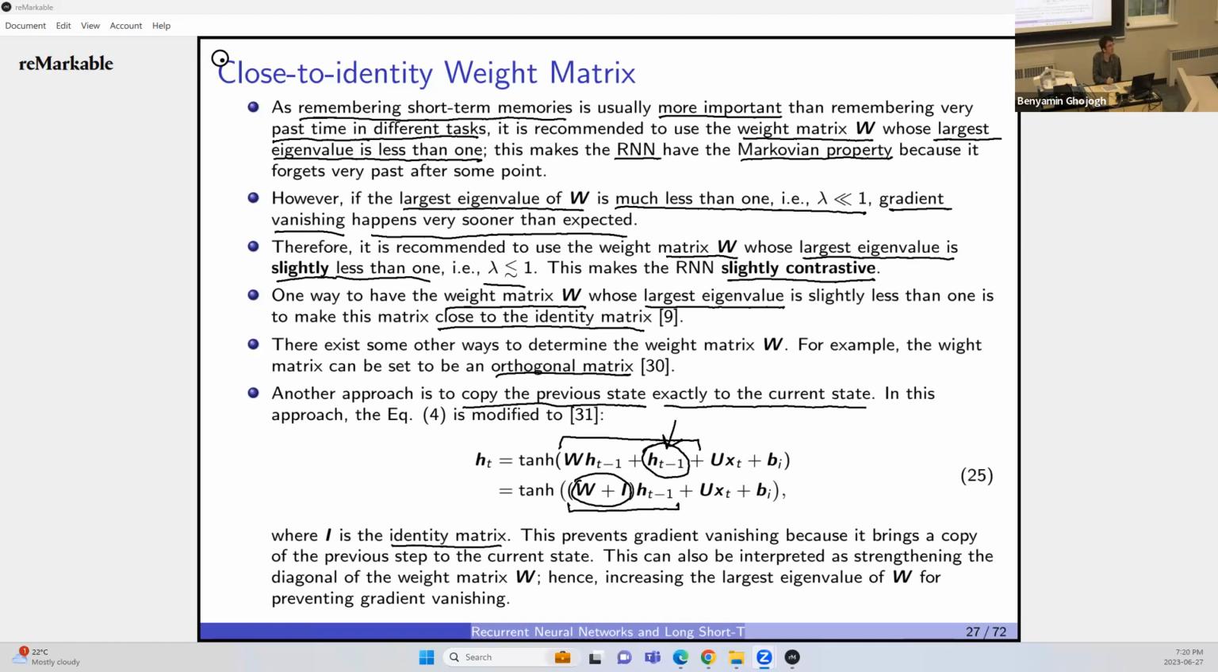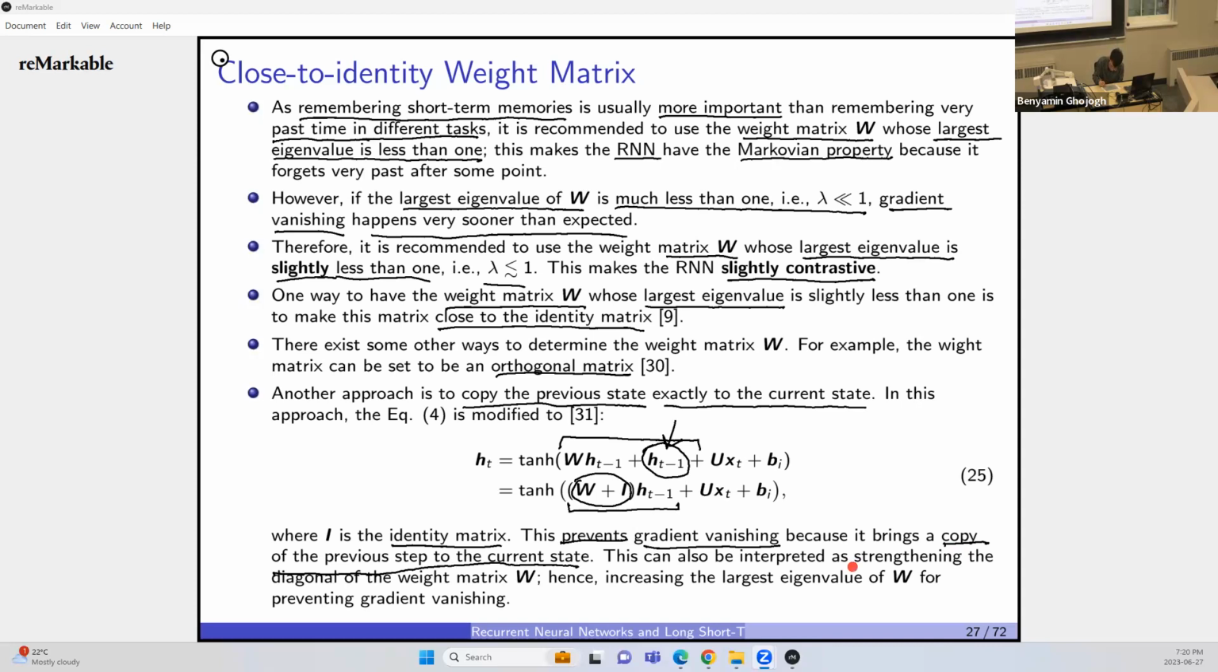So it's strengthening the main diagonal of W, right? You encounter this a lot in machine learning, especially when you want to take an inverse of the matrix. So you strengthen the main diagonal a little bit. What does it do? It makes the matrix full rank, right? This prevents gradient vanishing because it brings a copy of the previous step to the current state.